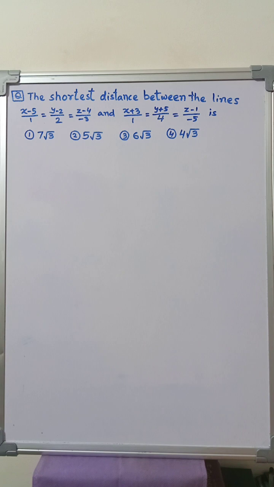In this video tutorial, we will discuss a multiple choice question taken from JEE Main Mathematics Question Paper of 2023. The question is based on three-dimensional geometry in which we are required to determine the shortest distance between two skew lines. Read the question carefully.